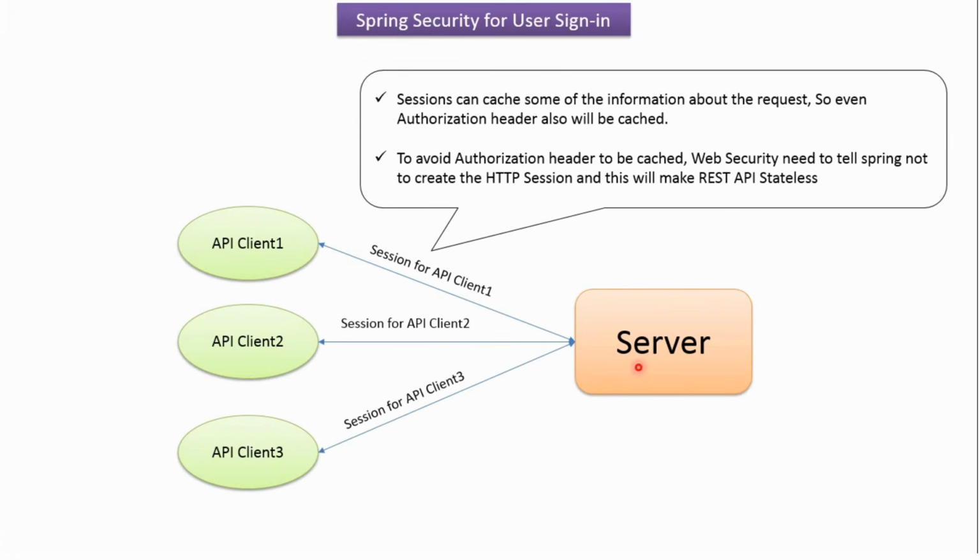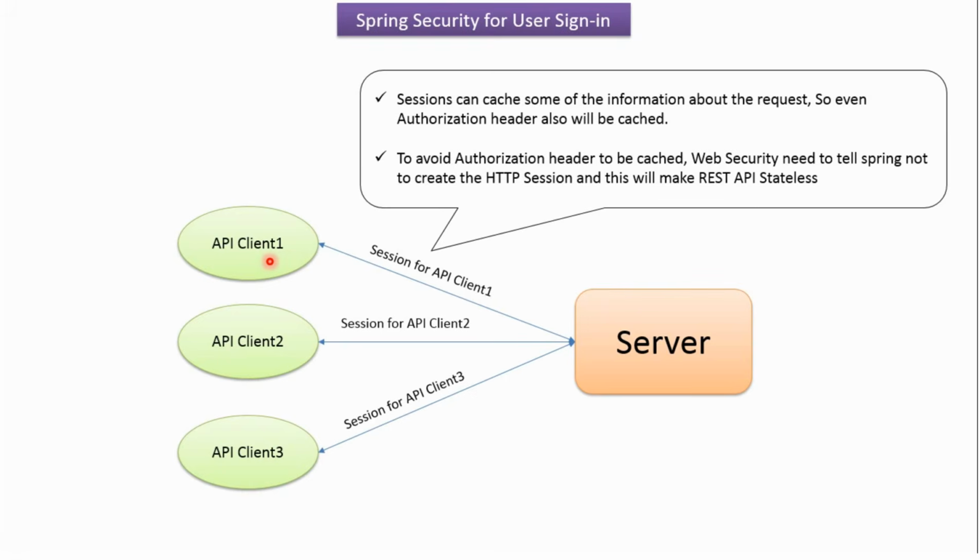Here you can see the server, and here you can see API client 1, API client 2, and API client 3. And in case of stateful communication, for each API client, one session will be created. For API client 1, one session will be created, and API client 2, one session will be created, and API client 3, one session will be created. And these sessions can cache some of the information about the request. So even authorization header also will be cached.